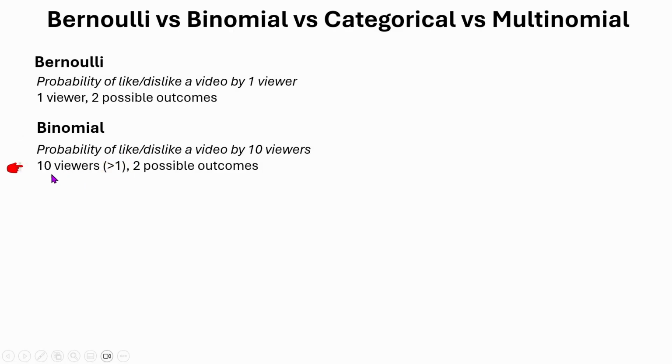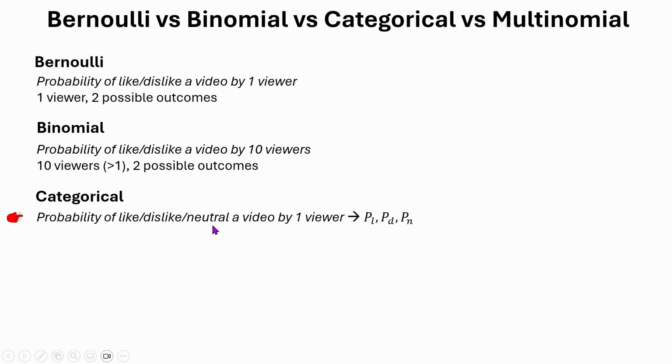So it's 10 Bernoulli trials in this case, and the possible outcomes are 2. In that case, we can model this using binomial. In case of categorical, we can ask questions like: probability of like, dislike, or neutral a video by one viewer. So understand that there is one viewer, that means only one Bernoulli trial, only one trial here, and the possible outcome can be more than 2.